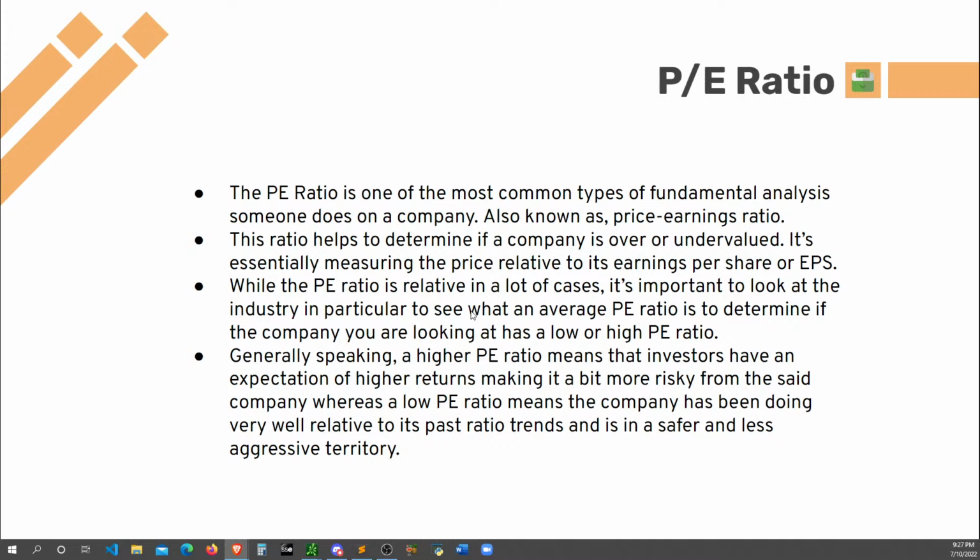So, you know, take it for what it is. Risk is really the name of the game when it comes to fundamental analysis and long-term investment.